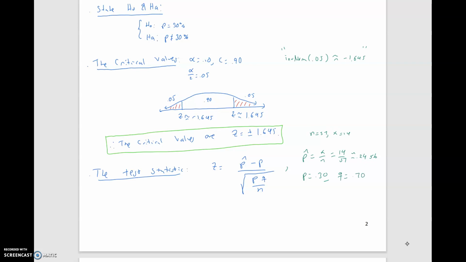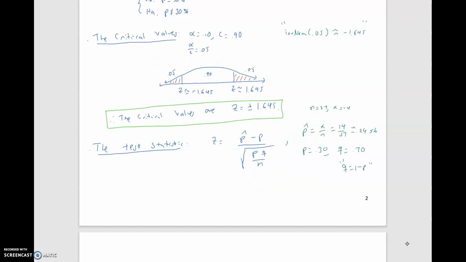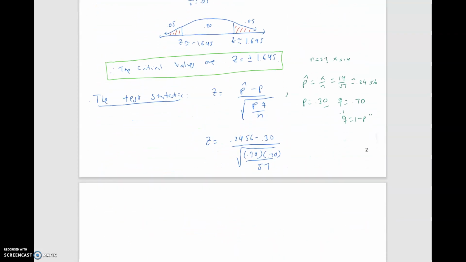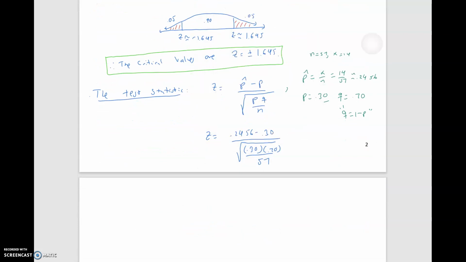P and Q are complements, same idea for p hat and q hat. So the main formula is Q is equal to 1 minus P. Okay, so let me punch in the values. So in this case, Z is equal to 0.2456 minus 0.30 over the square root of 0.30 times 0.70 over the value of 57. And let me double check 57. Okay, take a second and punch it in.